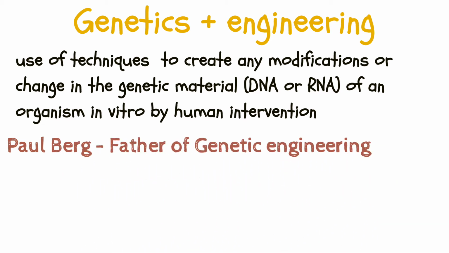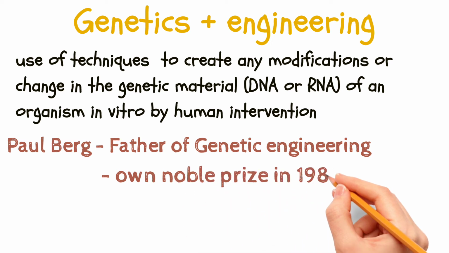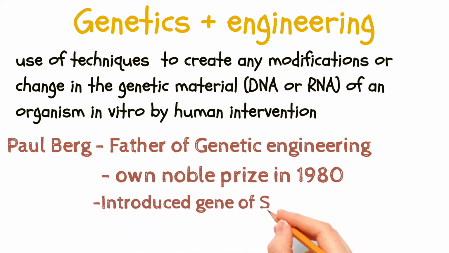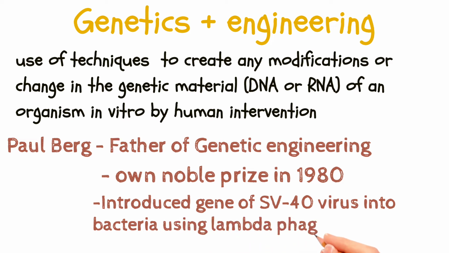Paul Berg is regarded as the father of genetic engineering. He won the Nobel Prize in 1980 for his work on genetic engineering. He introduced a gene of SV40 virus into bacteria using lambda phage in 1972 for the first time, creating genetic engineering.